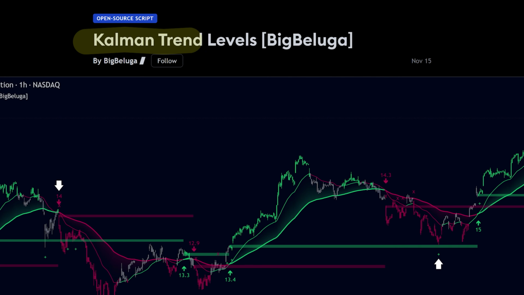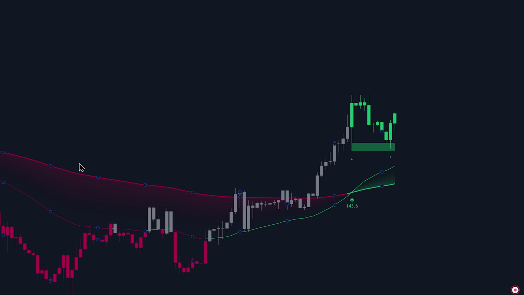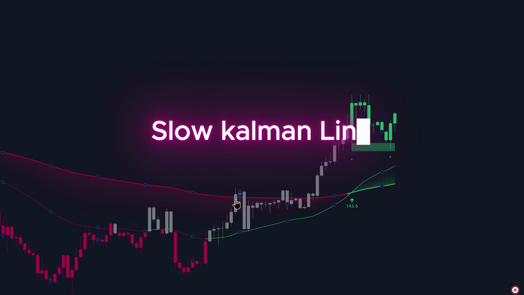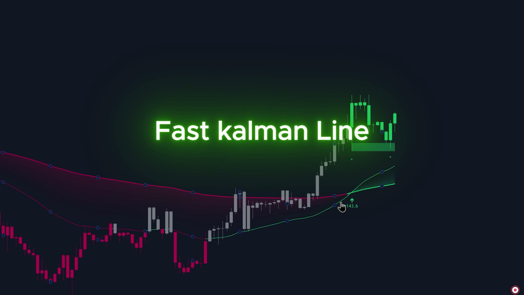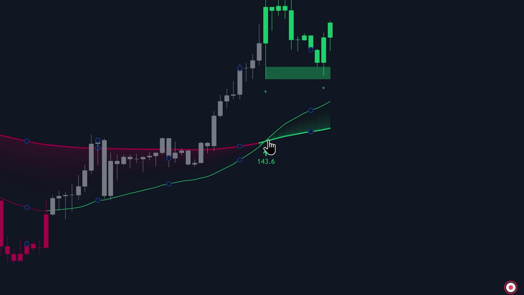Let me show you how the Kalman Trend Levels indicator makes trading simple and effective. The thick line you see is the slow Kalman line, while the thin line is the fast Kalman line. When the fast Kalman line crosses above the slow Kalman line, it forms a green box, marking a potential support zone. But that's not all.